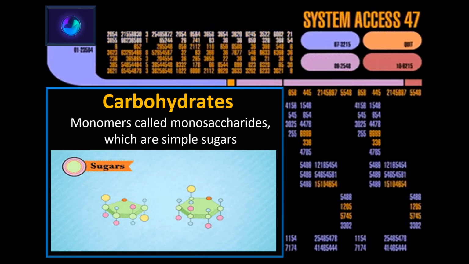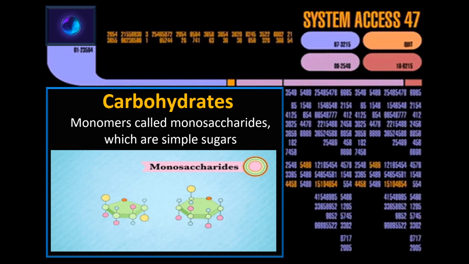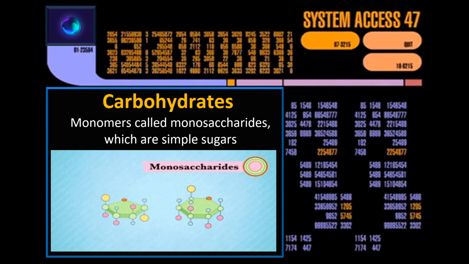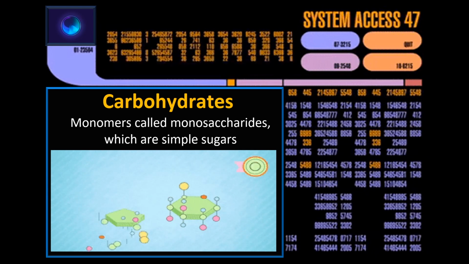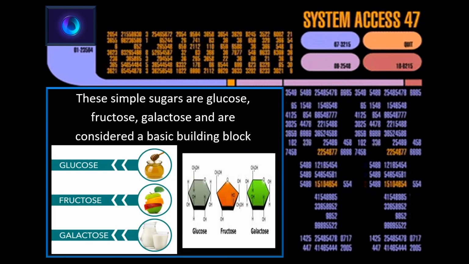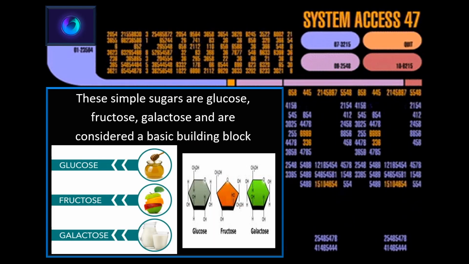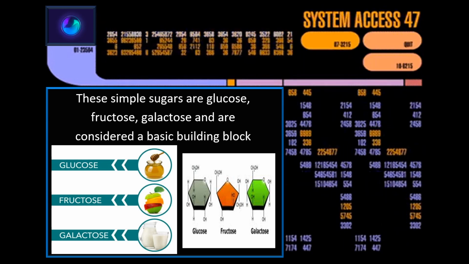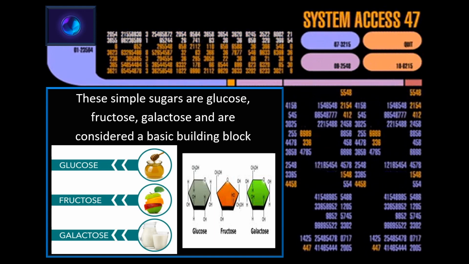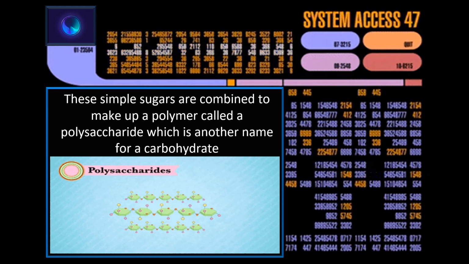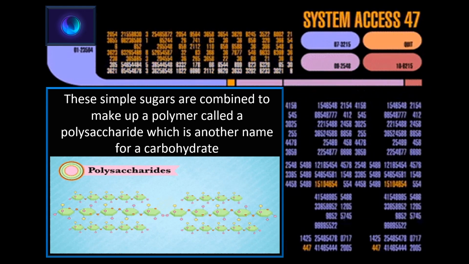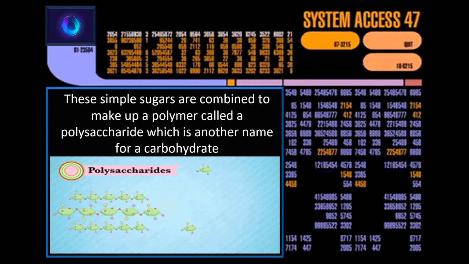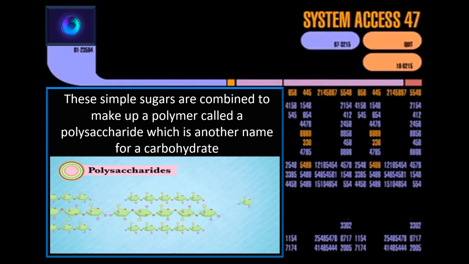Carbohydrates are made up of monomers called monosaccharides, which are simple sugars. They cannot be broken down by the body through metabolism any further. The simple sugars are glucose, fructose, and galactose, and are considered a basic building block. These simple sugars are combined to make up a polymer called a polysaccharide, which is another name for a carbohydrate.